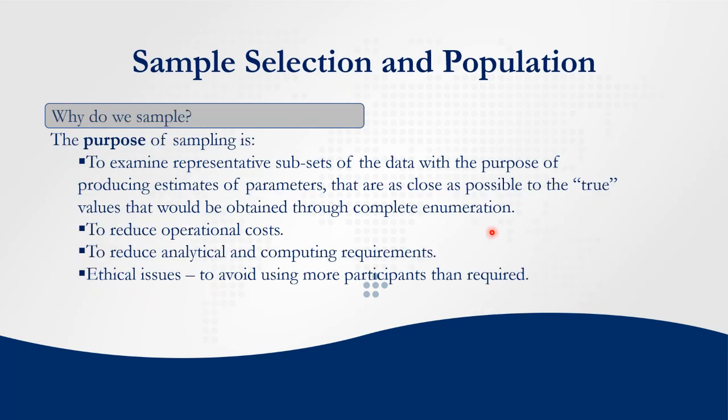So we want to examine subsets. They have to be representative. So our sampling has to be such that it is representative of the population. Since we want to paste what we see from the sample onto the population. And obviously we are considering operational costs, that's why we are sampling. And sometimes there are analytical and computing requirements that are leading you.